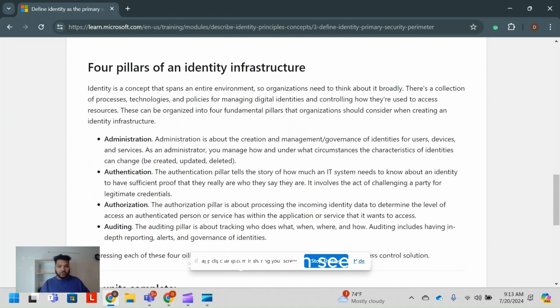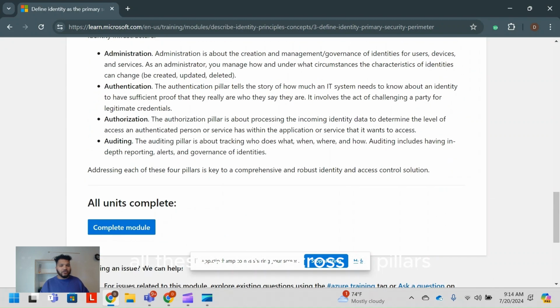Then there are pillars. A question you could see on the exam is: what are the 4 pillars of identity infrastructure? Administration is about the creation, management, and governance of identities for users, devices, and servers. Authentication tells a story of how much the IT system needs to know about an identity to have sufficient proof that they are who they say they are. Authorization is processing incoming identity data to determine the level of access an authenticated person or service has within an application or service. Auditing is all about tracking who does what, when, where, and how. You have to be able to audit all of these actions across all the pillars.